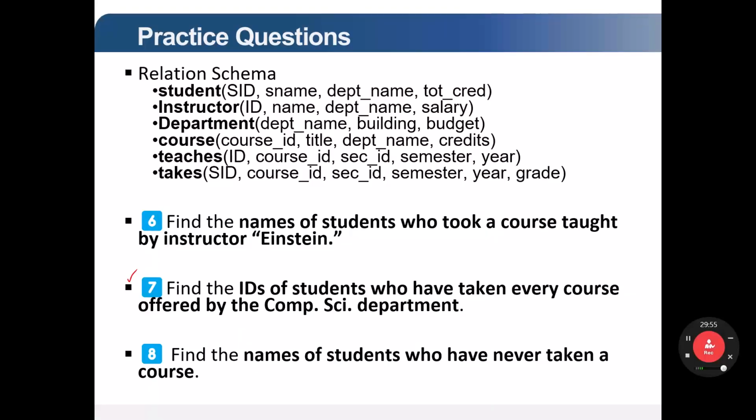Let's look at number 7. Find the IDs of students. Since we don't care about the names of the students, for this query we don't need to access the student table, I guess. Student ID is included in the takes table, so I hope we don't access the student table. So we want to find the student IDs who have taken every course. Whenever you find every or all, you should think of the division operator.